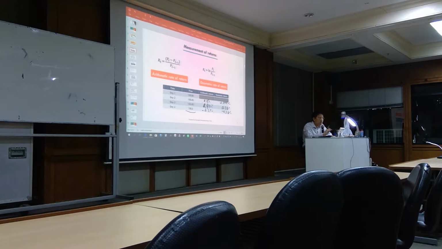So the main reason that I asked you to do the calculation is the fact that the geometric rate of return will give you a symmetric movement. When stock moves up and when stock moves down, you will always get the same rate of return. When stock moves up, you get 4.3%. When stock moves down, you lose 4.3%.